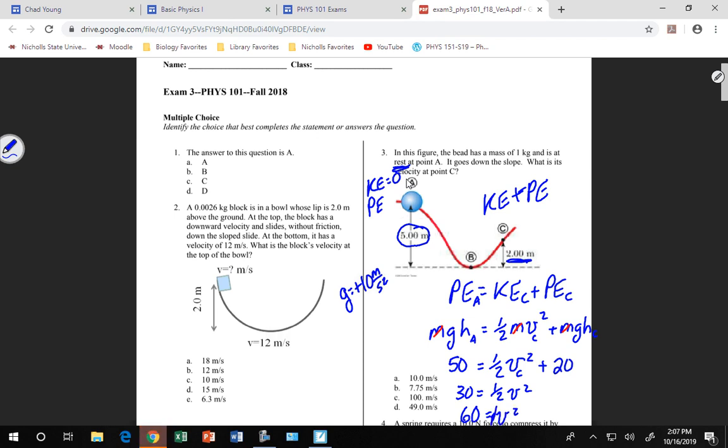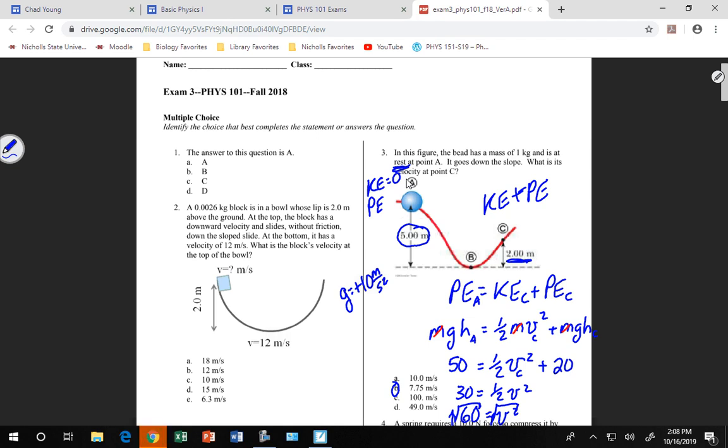And then I take the square root of both sides. So it's the square root of 60, which is somewhere between 7 and 8. Oh, so it's going to be B. Right, because 7 squared is 49, 8 squared is 64, so it's somewhere between 7 and 8. Okay?